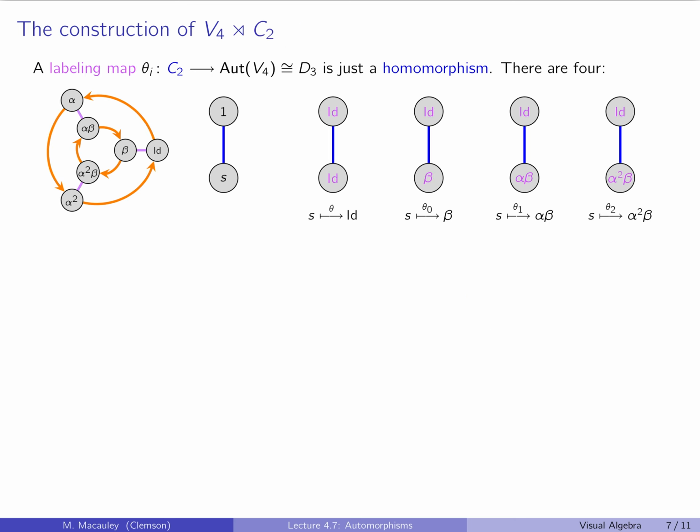Now that we know the automorphism group of V₄, we can construct a semidirect product of V₄ with C2. Now, we will formalize this in the next lecture, but we saw an informal semidirect product construction in Chapter 2, and that's what we will mimic here.